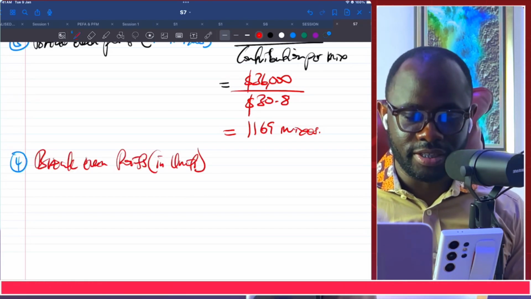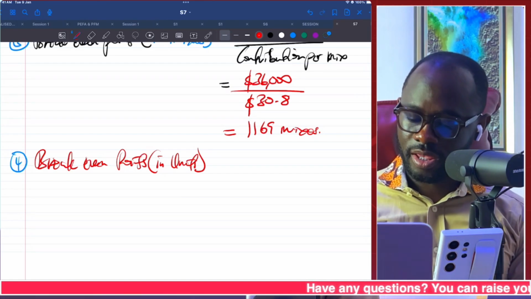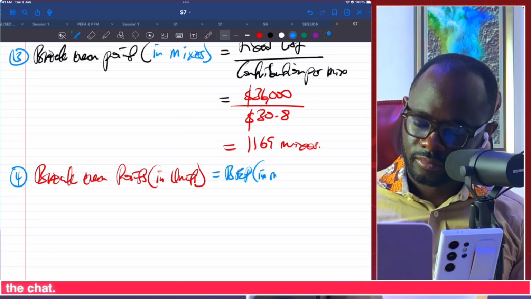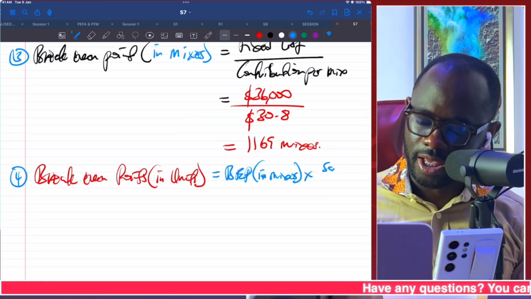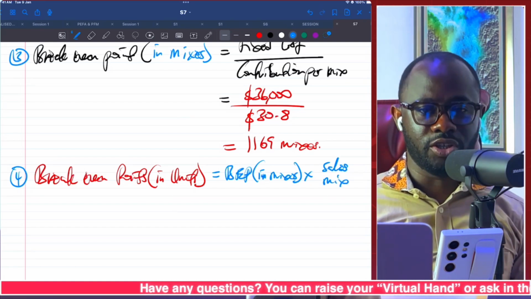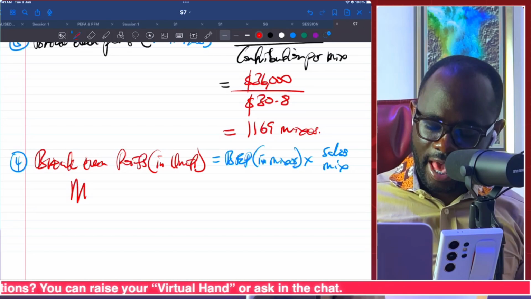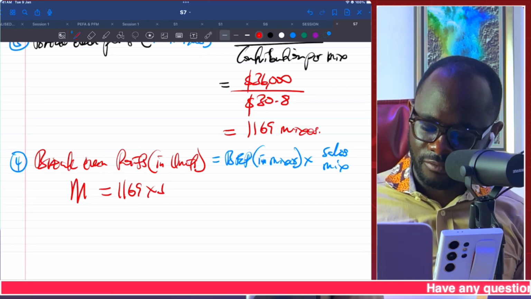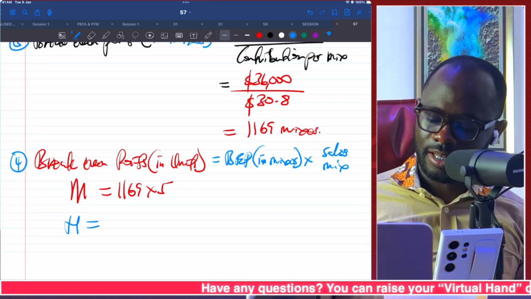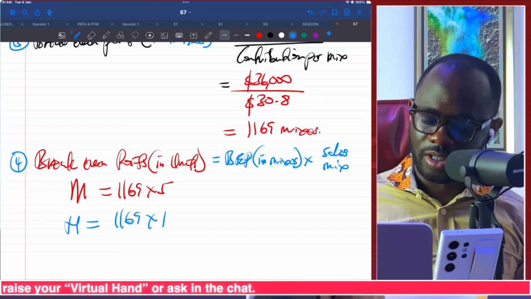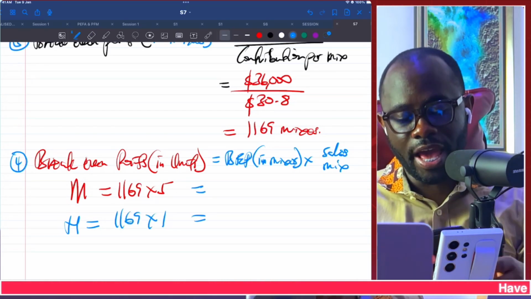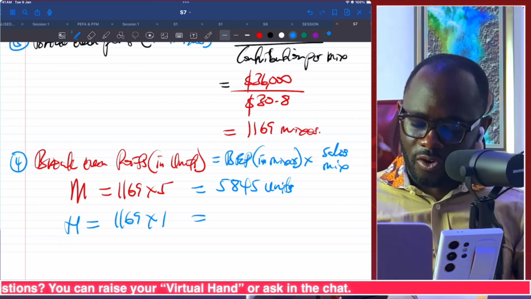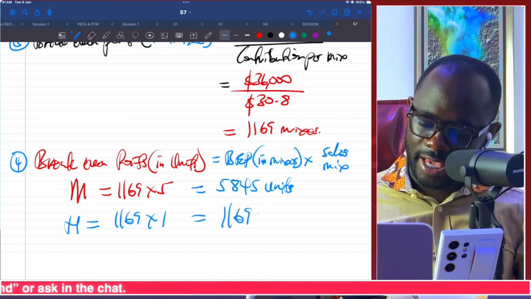Now from here, you can calculate the break-even point in units. To calculate the break-even point in units here, it is going to be your break-even point in mixes multiplied by the sales mix for each of them. And so for product M, the break-even point will be 1169 times 5. For product N, it's going to be 1169 times 1. And so break-even point in units for M is 5845 units. And for N, it is 1169 units.